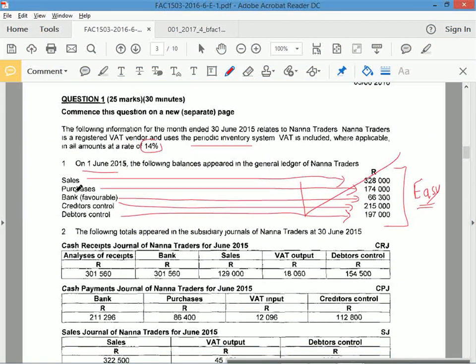Now we've looked at all of that. We can tick it, we can cross it out. I don't need to look at it again. I know I need to account for VAT. That's very important.